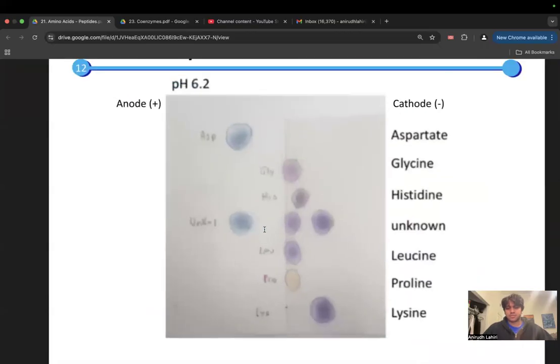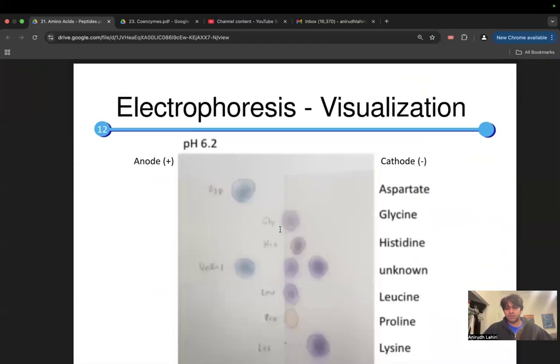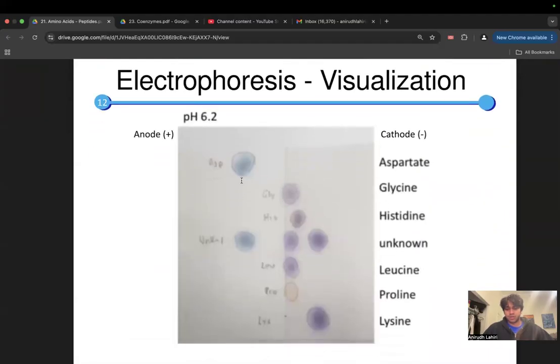And I guess the point of this is our unknown. Our unknown was just a mix of amino acids, right? So we see that our unknown split up into three different things from this dot, right? So this dot looks a lot like aspartate, right? So it's almost like we have a bunch of amino acids as comparisons, right?